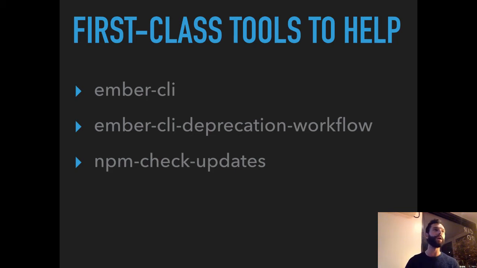Ember-cli-deprecation-workflow is a great add-on to help you work through and resolve your deprecations. And npm-check-updates is actually outside of the Ember community, but it's really helpful to check against your package.json file, see what versions are in there, and see if there are updates.